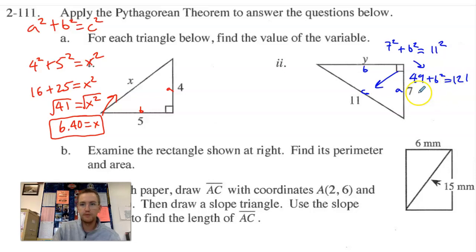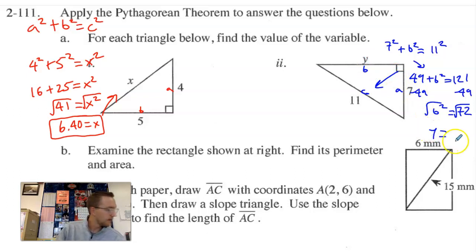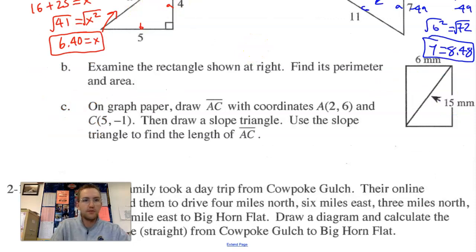And now we can solve for B. So first, we got to subtract 49 from both sides. And B squared is equal to 72. Take the square root, and we get our missing side length, which should actually be Y, is really 8.48. All right, we got 3 more to go through.